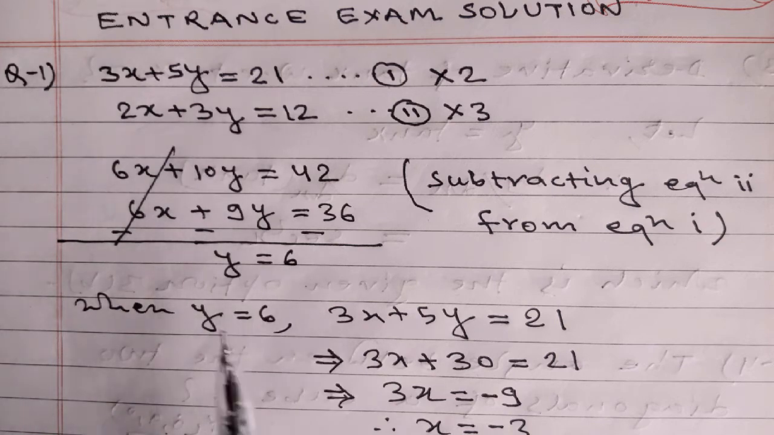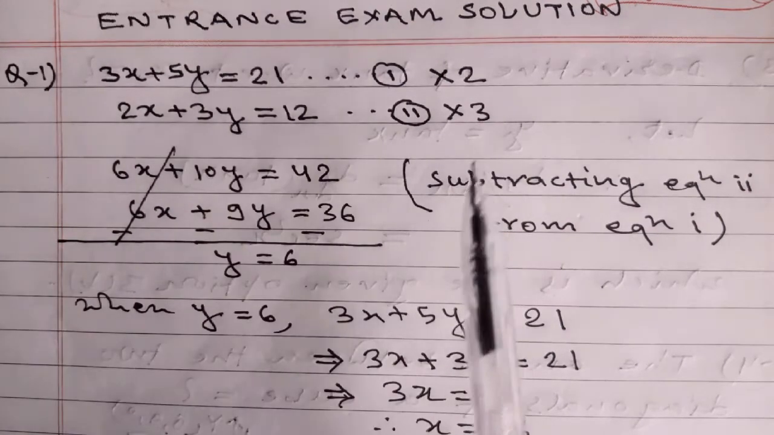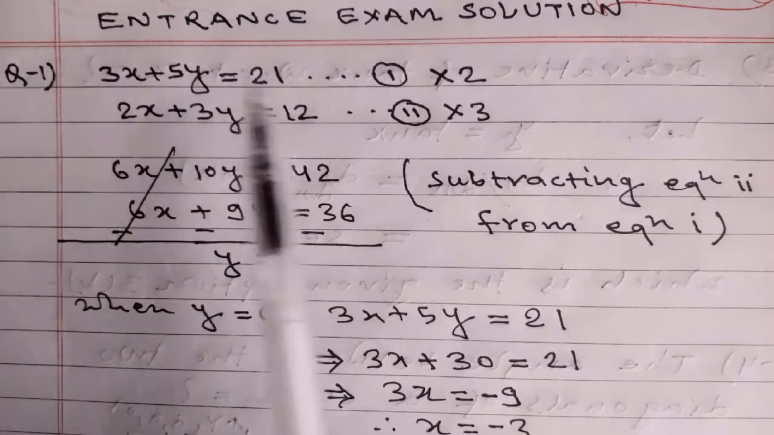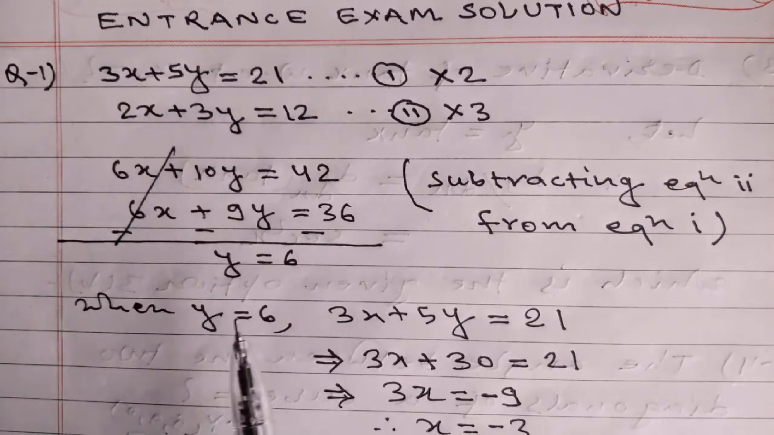Now after getting the value of y as 6, we have to put the value of y either in the first equation or in the second equation to get the value of x. We can choose any one of the two equations. Putting y equal to 6 in the first equation, 3x as it is, 5 times 6 is 30, equals 21. 21 minus 30, we get minus 9. 3x is equal to minus 9, therefore x is equal to minus 3, because 3 times 3 is 9. That means the value of x is minus 3.